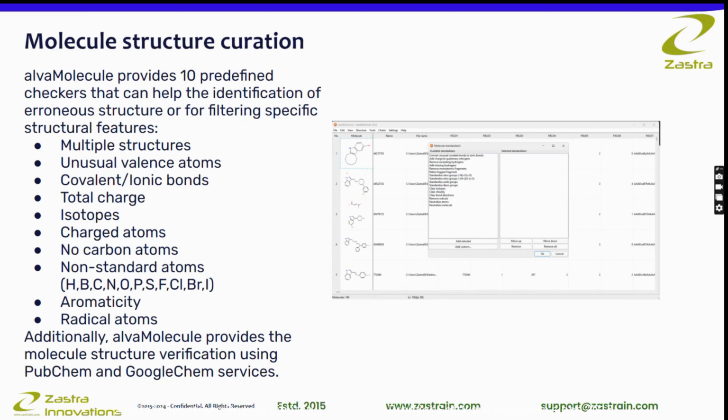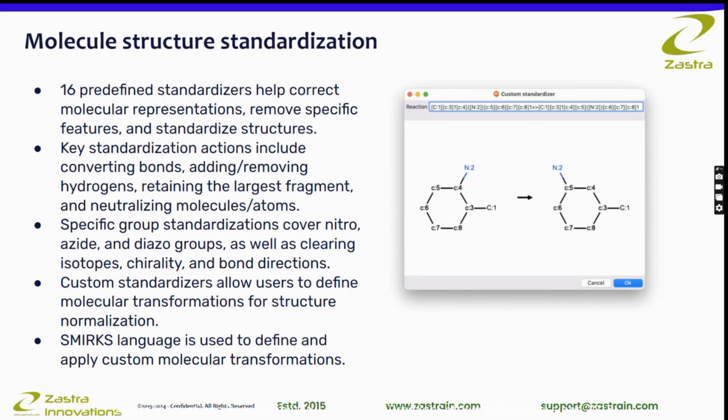When we talk about molecule curation, of course, you can primarily go for multiple structure corrections if there might be charges, isotopes, no carbon, aromaticity, or radical atoms present in your data set. So all those corrections you can do. And of course, you can locate those molecules over PubChem and Google Chem services. I would be showing this functionality also while we jump on it. Let's start from here. So just focus from here. It is comparatively useful for you guys.